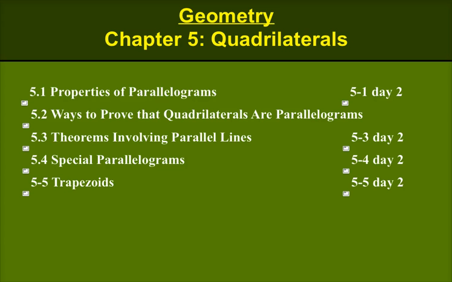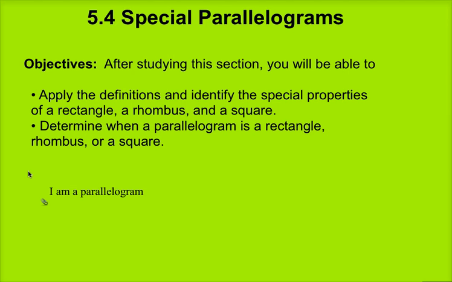Today we're going to cover section 5.4, special parallelograms. Your objective: after studying this section, you'll be able to apply the definitions and identify the special properties of a rectangle, a rhombus, and a square. Determine when a parallelogram is a rectangle, rhombus, or a square.